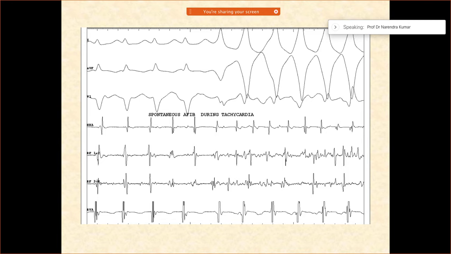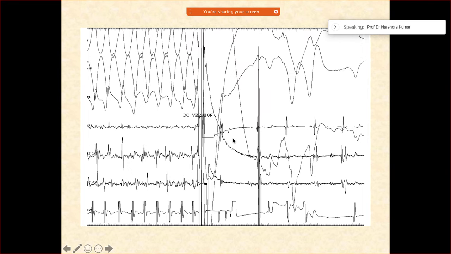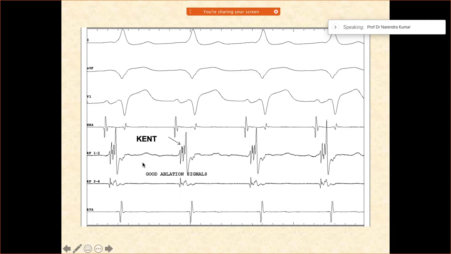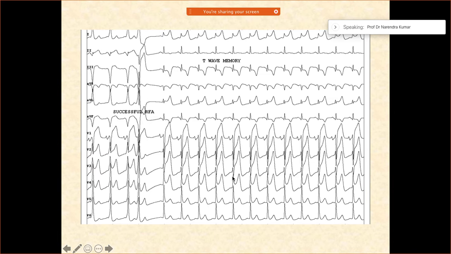And yes, a lot of times if you're doing aggressive pacing, you will be able to induce AFib as well. So the patient did develop AFib during the tachycardia over here, as you can see. And then DC cardioversion had to be given to get the normal rhythm. And finally, at a very good site over here, what do we notice on the RF catheter? A, V, and there's a very sharp high frequency potential, which is the Kent potential that we have already discussed several times. And after the successful ablation, A and V get separated and the Kent potential is gone.